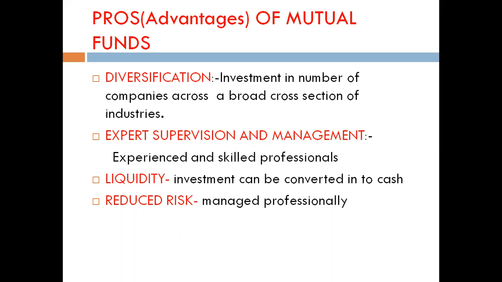Tax advantage. There are many schemes of mutual funds which will give tax advantage to the investors. For example, ELSS, equity linked savings schemes, which are covered under section 80C of income tax law, will give income tax rebate or benefit to the investors. Low operating cost: mutual funds have a large amount of investable funds at their disposal that can enjoy the benefit of economies of scale and reduce the operating costs like brokerages, etc.